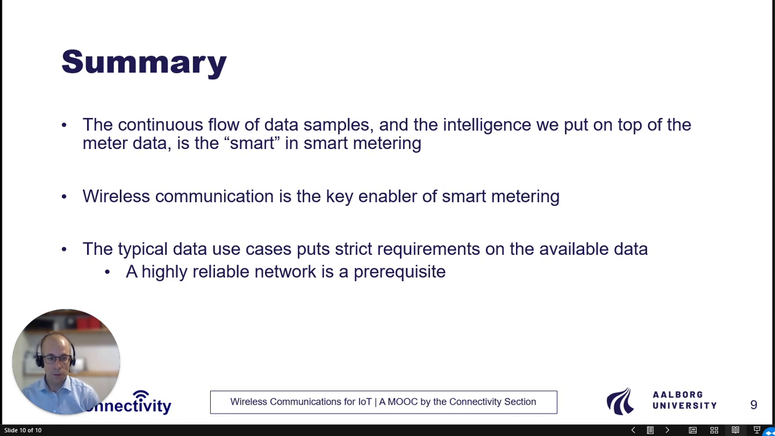And the typical use cases for smart meter data presented here put certain requirements on the reliability and the latency on the utilized wireless technology, which is why one has to be very careful when selecting the wireless technology to be used in a smart metering system, because you need to ensure it fits the needs that you have or what you want to do with the data.